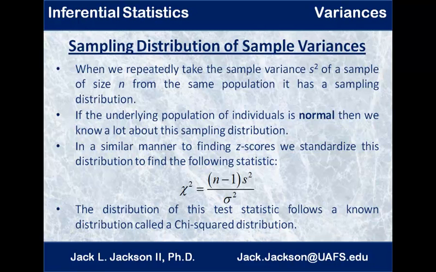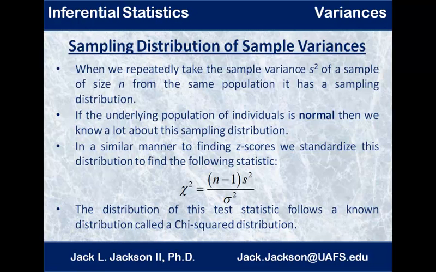In a similar manner, we can take other statistics and they have sampling distributions as well. So in particular, we're going to look today at a sample variance, S squared. If we do that over and over and over again, it has a distribution as well, a sampling distribution. Now, if we have a special case where the underlying population of individual values is distributed normally, then it turns out we know a lot about the sampling distribution of S squared.